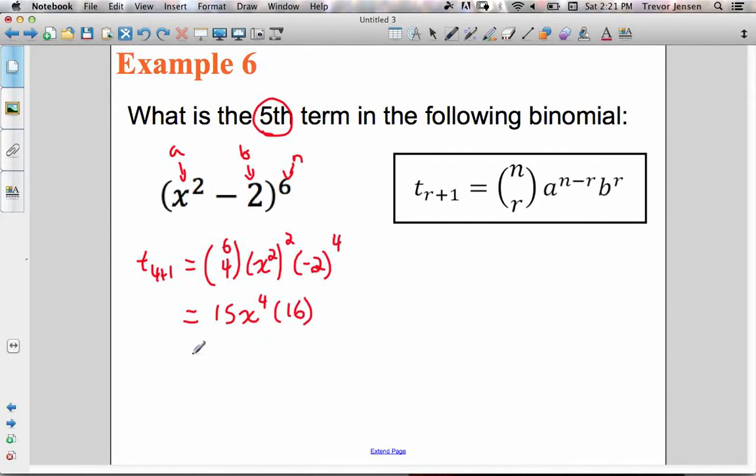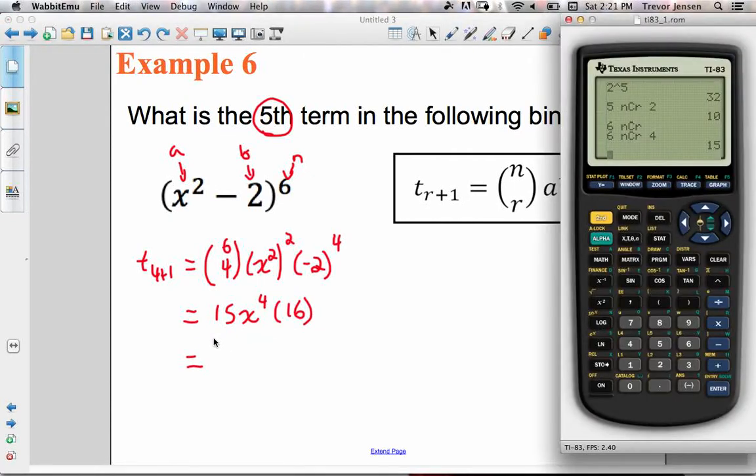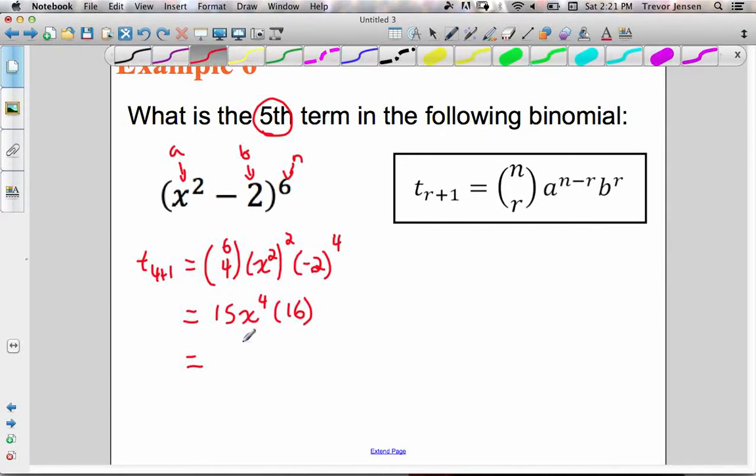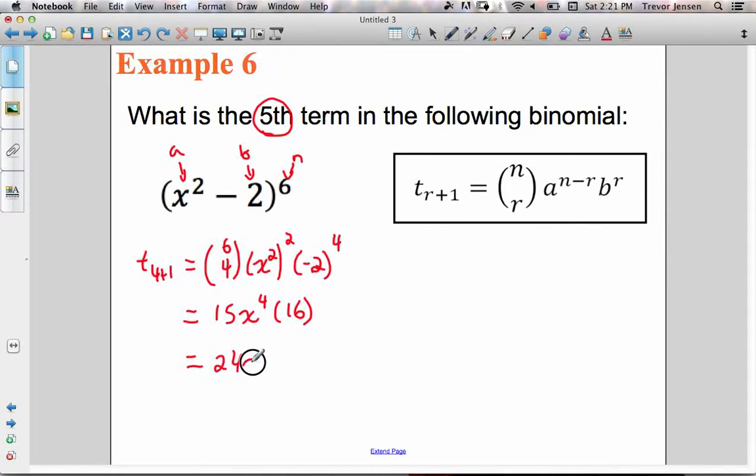So how could I simplify this? What we have to do, we just have to do 15 times 16. That gives me 240 x to the 4. If we were to expand out this binomial, this would be the fifth term. There would be 7 terms in the expansion, but this would be the fifth term in the expansion, 240 x to the 4.